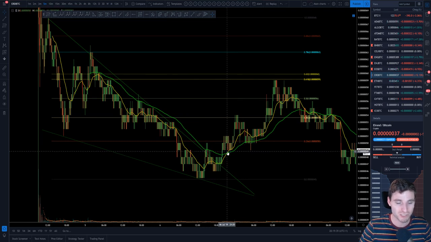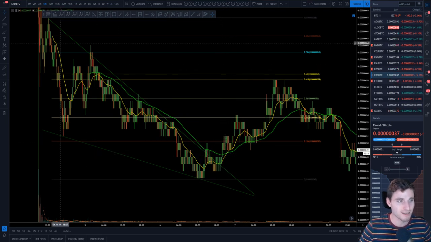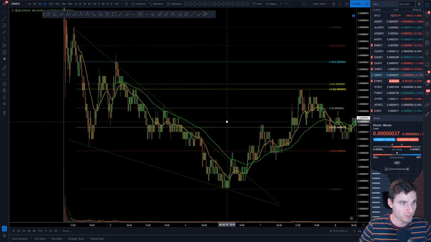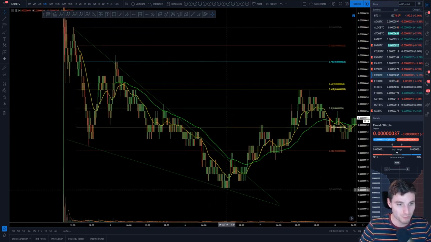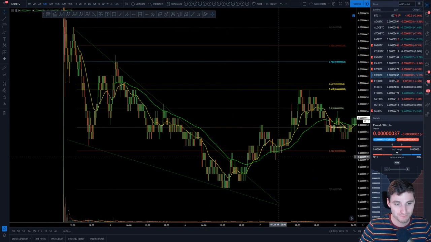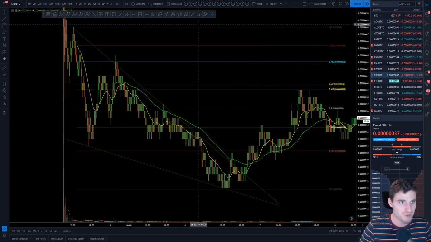Once the EMAs have crossed, that's my buy signal. Then when you're looking at the falling wedge, it's fibs from the top of the falling wedge to the bottom of the falling wedge. Target the 382, sell off, target the 618, that's the final target, sell off. You can target the top.